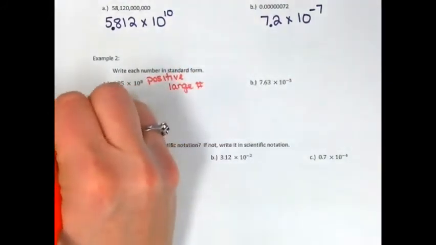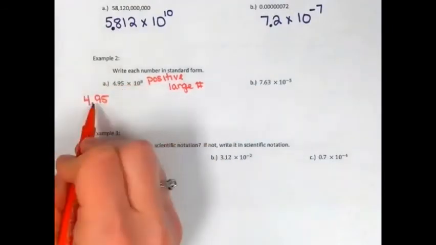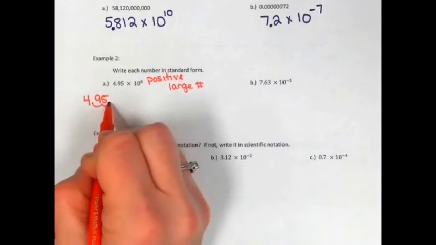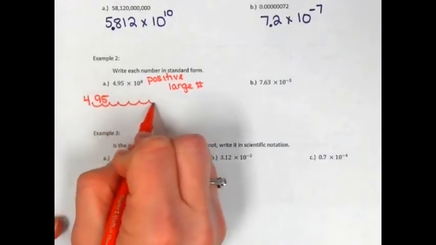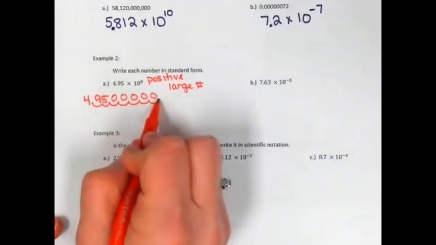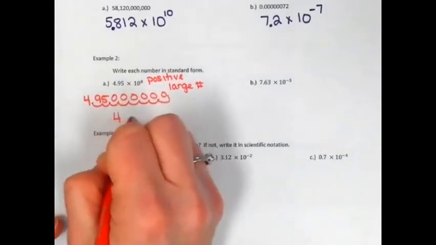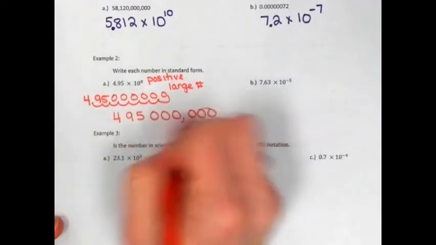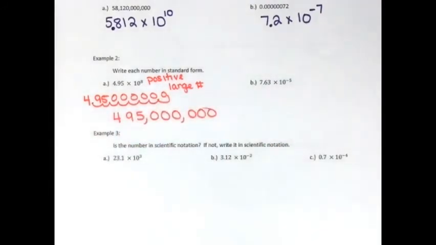So if I'm at 4.95, I'm going to move it to the right 8 times. So 1, 2, and how many? I need 6 more. So how many zeros am I going to add? 6, 1, 2, 3, 4, 5, and 6. So we have 4, 9, 5, and 6 zeros. So 495 million.